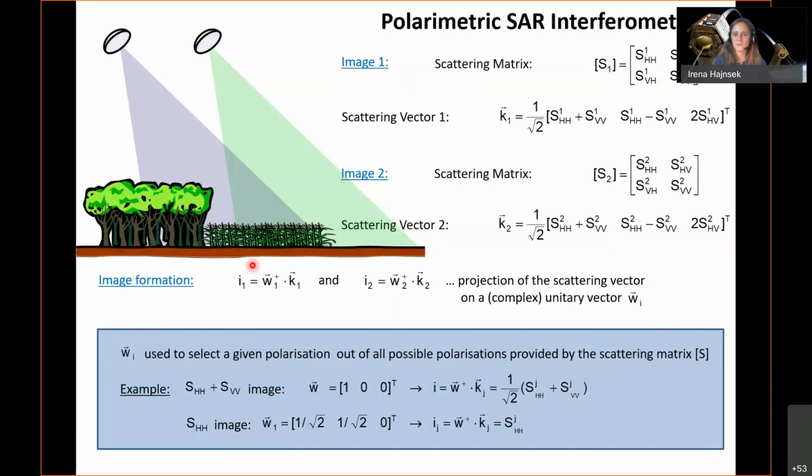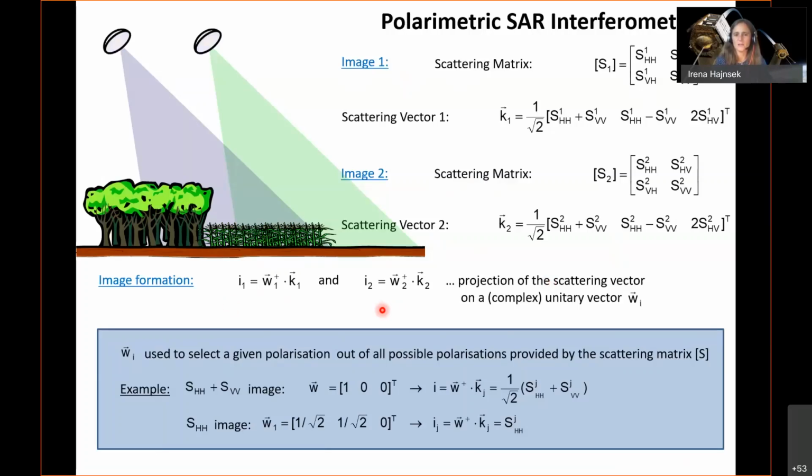So the first image consists in principle of a W, which is our vector, having included our polarization statement or polarization basis that we would like to use. And on the other side, this is our scattering vector. So in principle, E is nothing else than a projection of a scattering vector on a complex unitary vector, which represents our polarization diversity. And this is for the first image as well as for the second image.